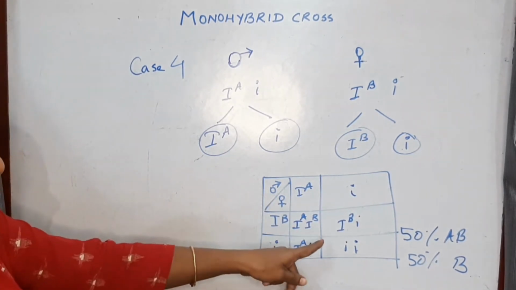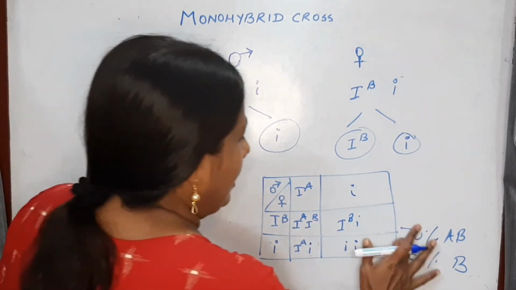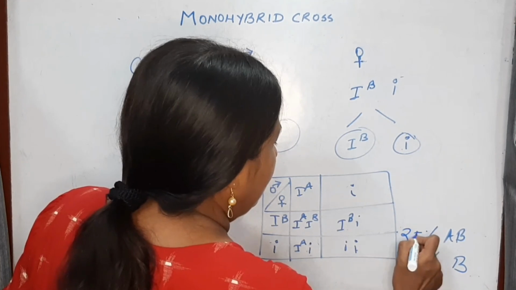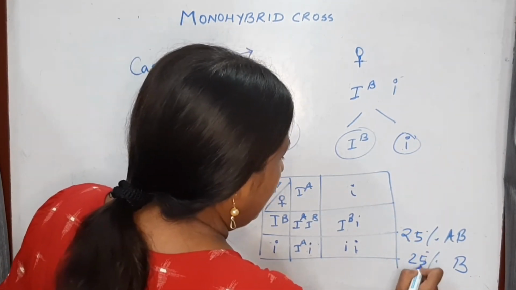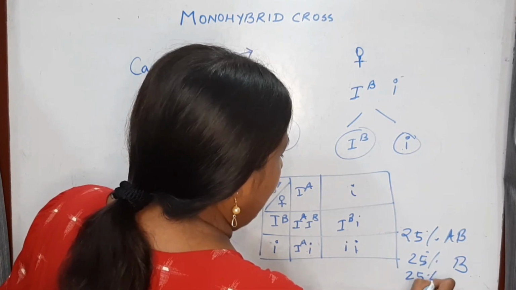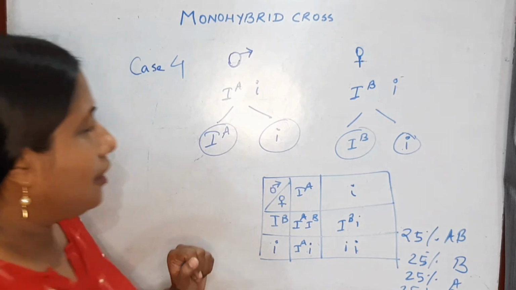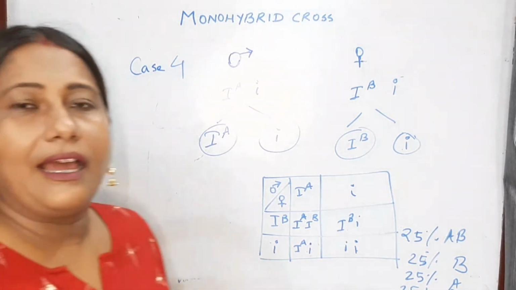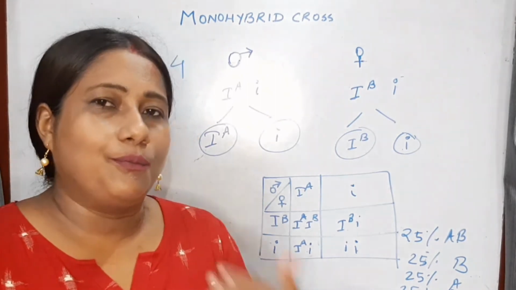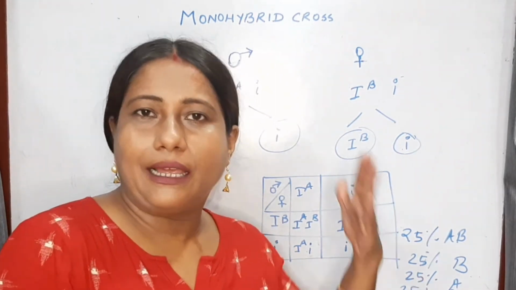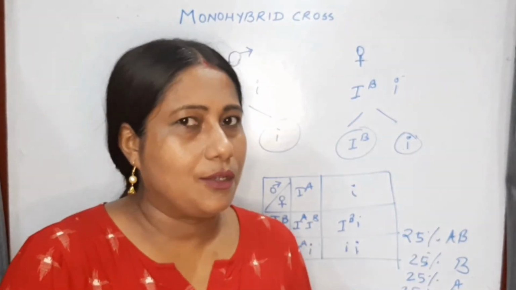So what are the probabilities? 25% AB, 25% B, 25% A and 25% O. So this is case 4. I hope you understood how to cross blood groups. Now from my part I have made you understand. If you have any doubt, you can ask me in the comment section below.